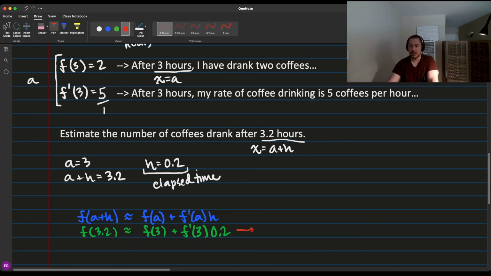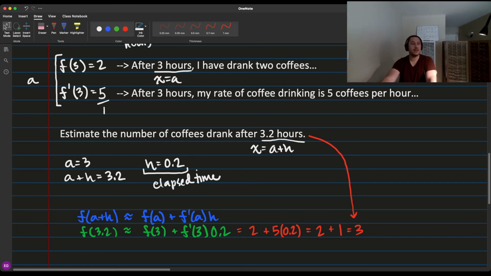Then you can start plugging in the numbers. f of 3 was 2. f prime of 3 was 5. My h is 0.2. 5 times 0.2 is 1. So at time 3.2 hours, how many coffees do I think I will have consumed? 3.